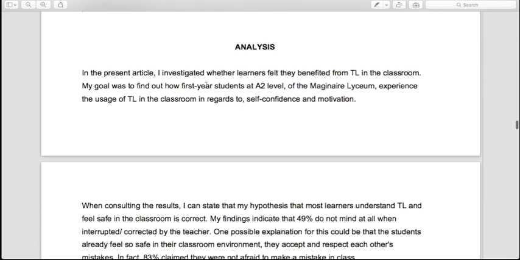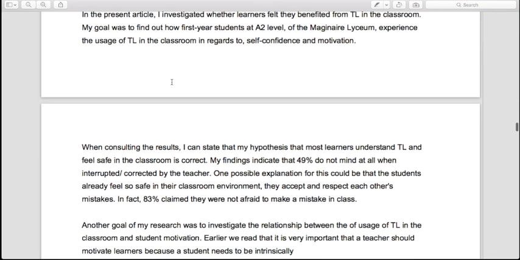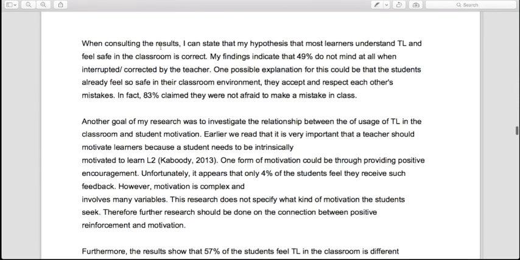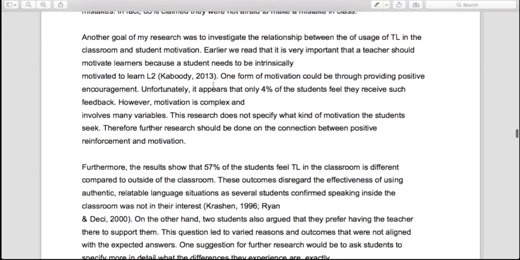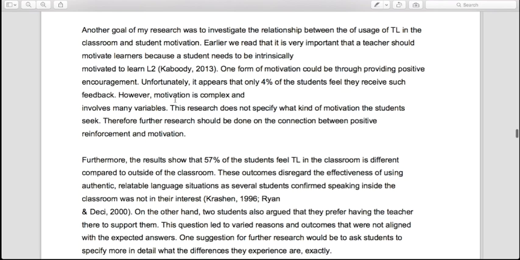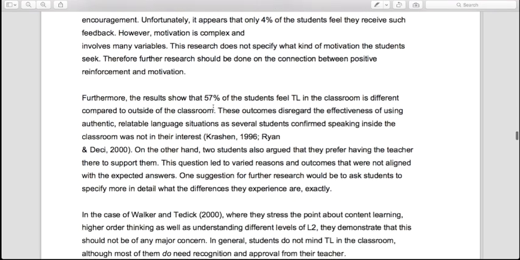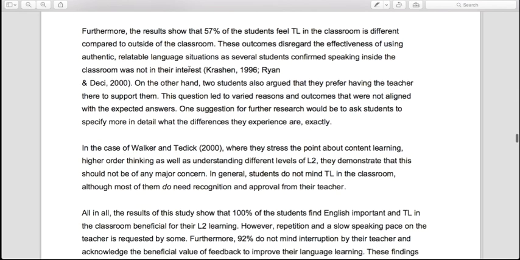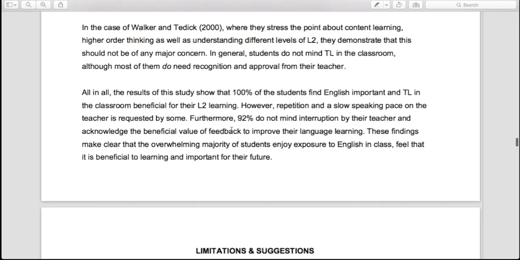Now the analysis. This is where the person is going to tell us what they think about it. When consulting the results, I can state that my hypothesis that most learners understand target language and feel safe in the classroom is correct. Okay. And then they talk a bit about motivation and how further research should be done. They talk a bit about another conclusion or suggestion is that more research should be done to ask students in detail what the differences are between speaking English in class and speaking English outside of school.